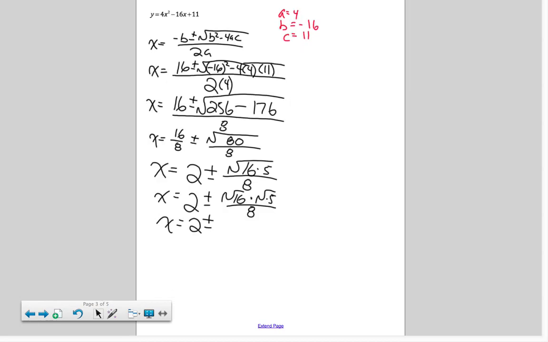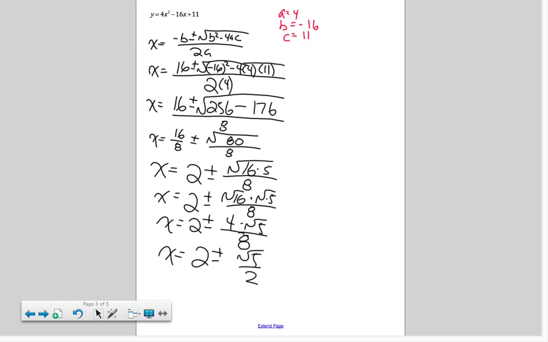So the square root of 16 is 4. Why did you do the square root? Because I'm trying to simplify my radical. Try to find a perfect square within your square root, a number you can divide by a perfect square. So in this case, I knew 80 was divisible by 16. So if I take the square root of 16, it's 4 times the square root of 5 divided by 8. Well, I can simplify that to be x is equal to 2 plus or minus the square root of 5 over 2.